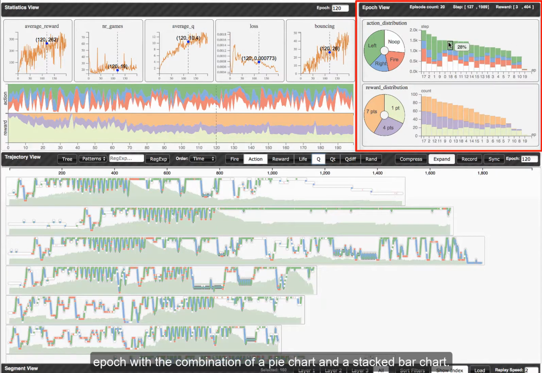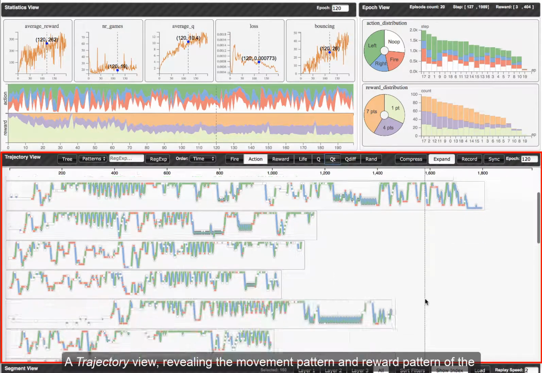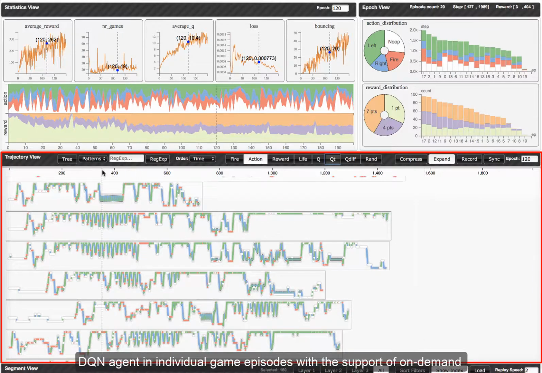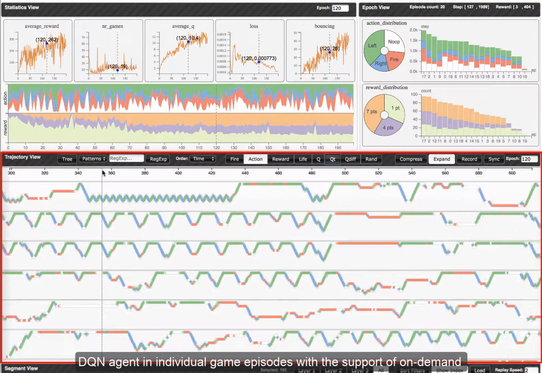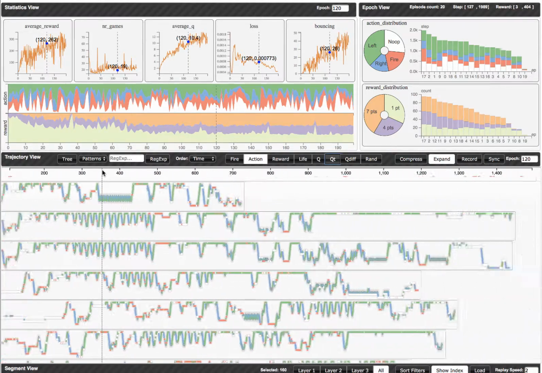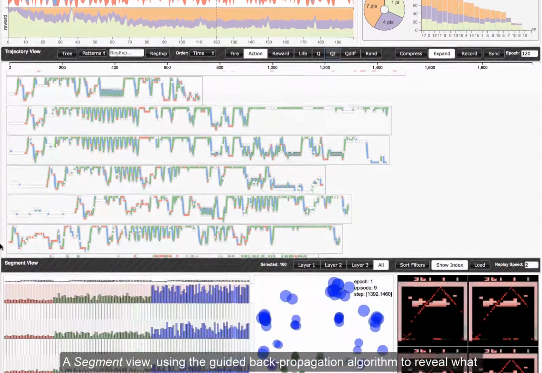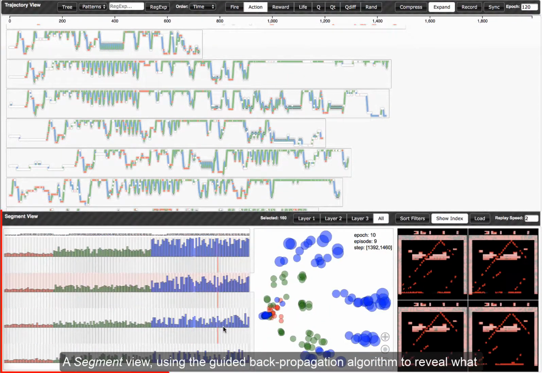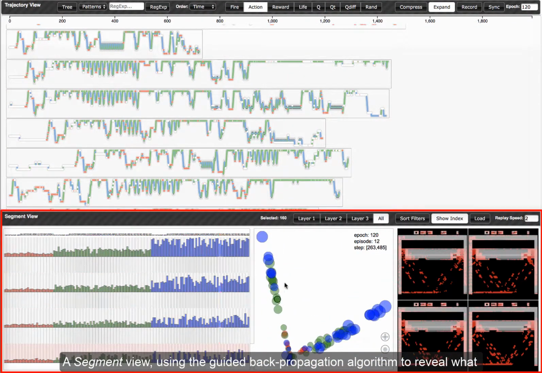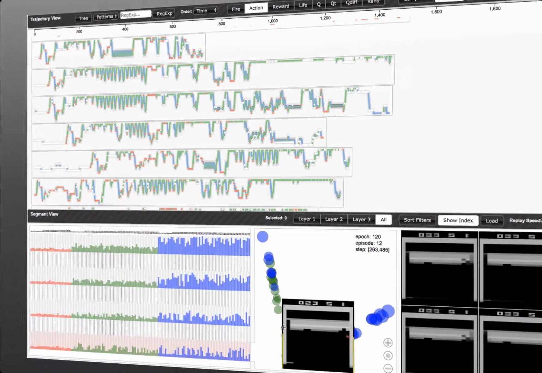an epoch view demonstrating the action and reward distribution in the selected epoch with the combination of a pie chart and a stacked bar chart, a trajectory view revealing the movement pattern and reward pattern of the DQN agent in individual game episodes with the support of an on-demand training details, and a segment view, using the guided backpropagation algorithm to reveal what the agent really sees from the selected segment and enable the comparison of different segments.